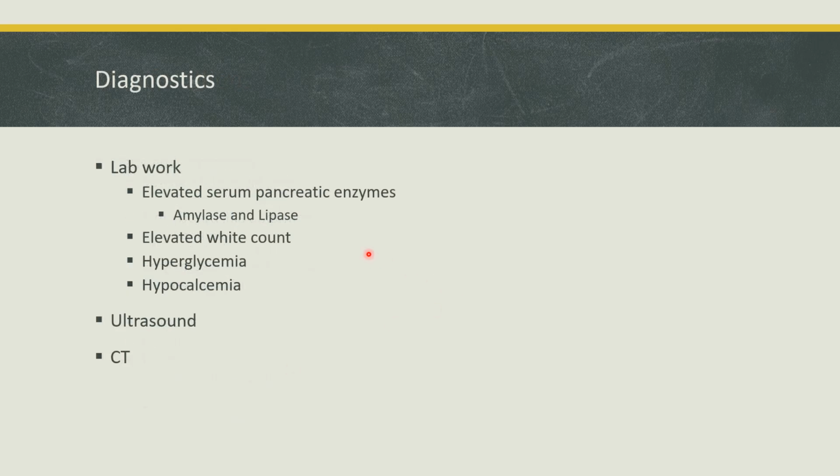Diagnostics, so if we see serum pancreatic enzymes, so we'll check an amylase and a lipase, those should only be in our GI tract. We should not see them in our blood. Elevated white count, right, hyperglycemia, hypocalcemia. We can see with an ultrasound, because we'll see inflammation of the pancreas, or in a CT.